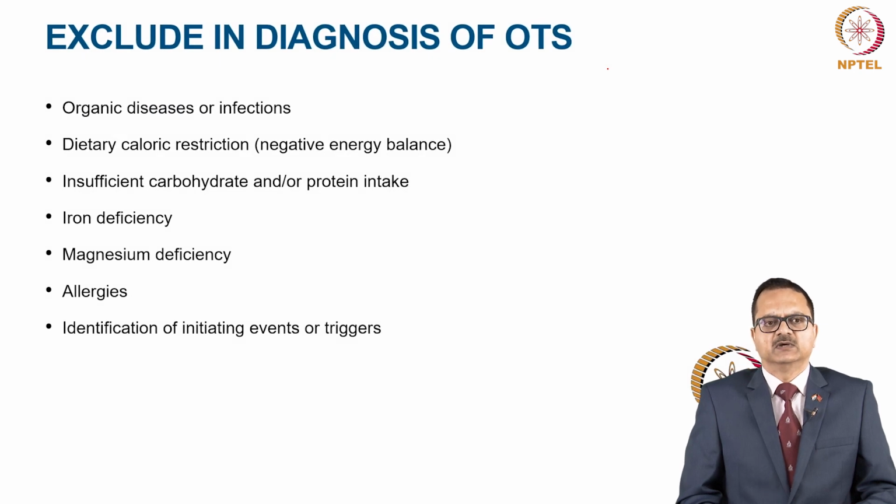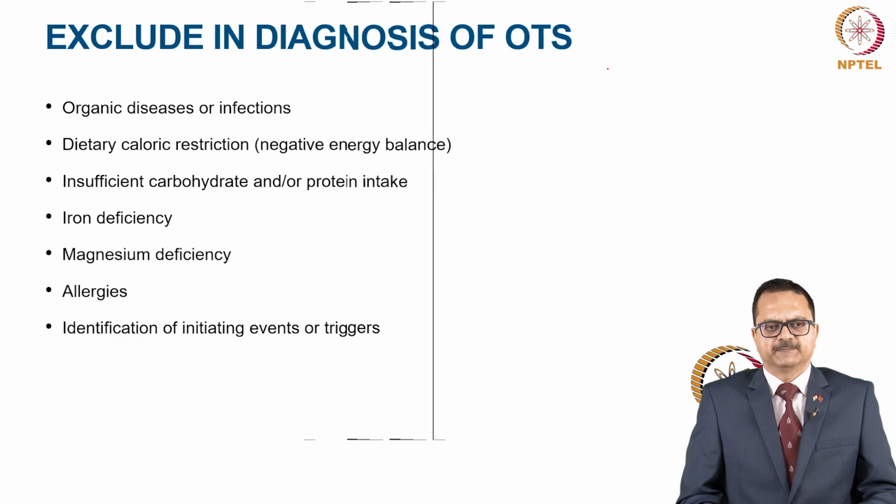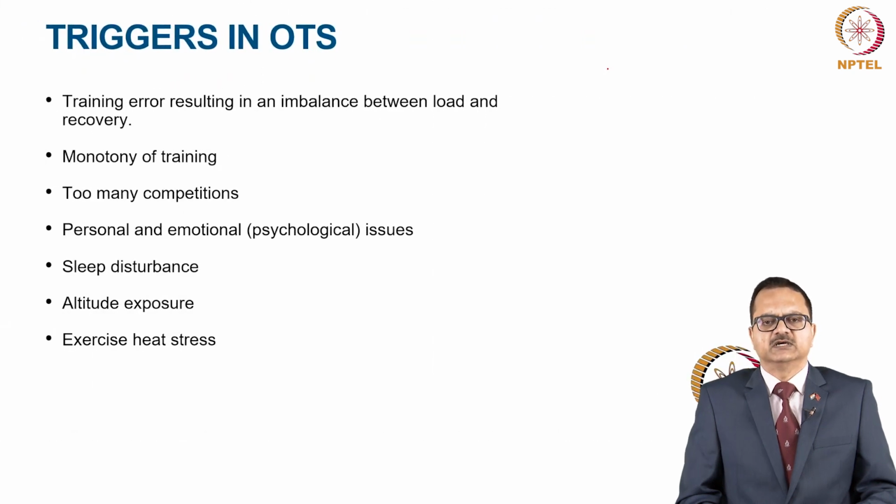There are some diseases or conditions which have to be excluded while you diagnose overtraining syndrome: organic diseases or infections, negative energy balance, insufficient dietary intake, iron deficiencies, magnesium deficiencies, allergies, and triggers. What are the triggers? The triggers may be a training error resulting in an imbalance between load and recovery, monotony of training, too many competitions, psychological issues, sleep disturbance, altitude exposure, and heat stress.